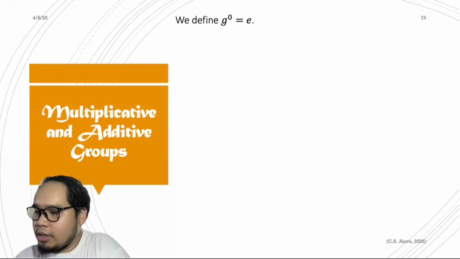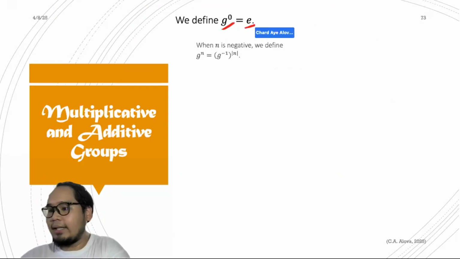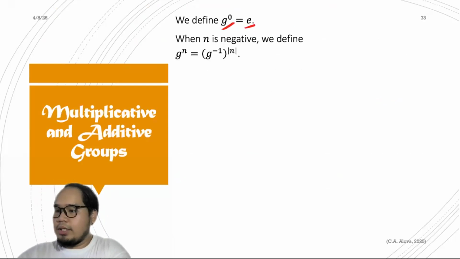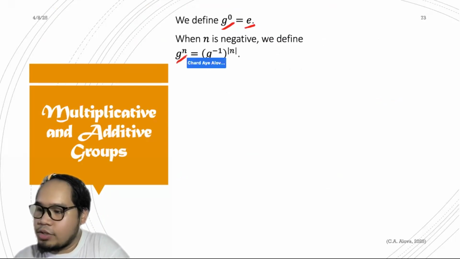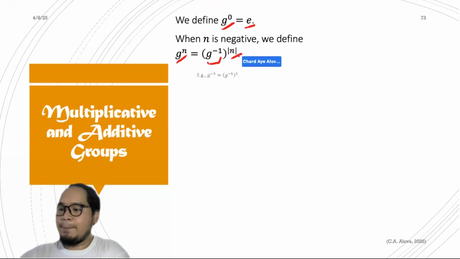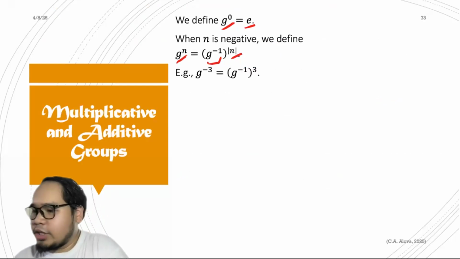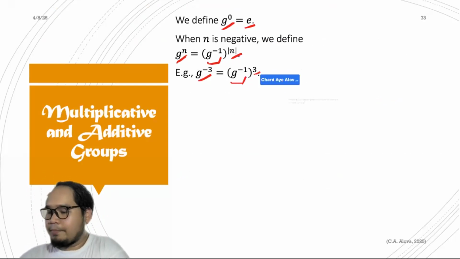We define g raised to 0 as equal to the identity, because g raised to 0 is 1 in the real numbers, and 1 is the identity element in groups. So when n is negative, we simply define g raised to n as g inverse raised to the absolute value of n. For example, g raised to -3 is actually g inverse raised to 3.